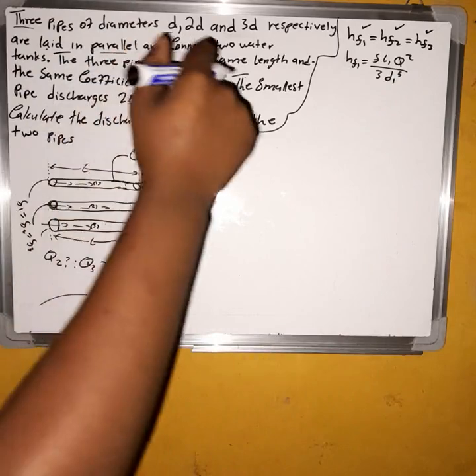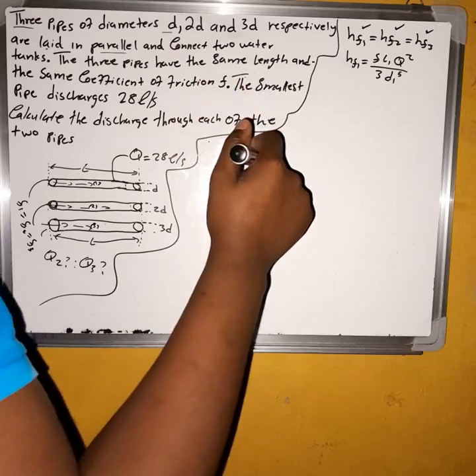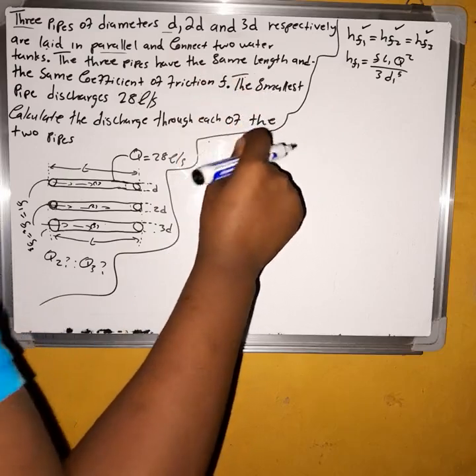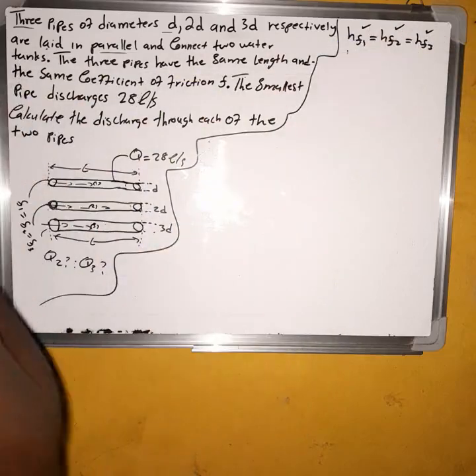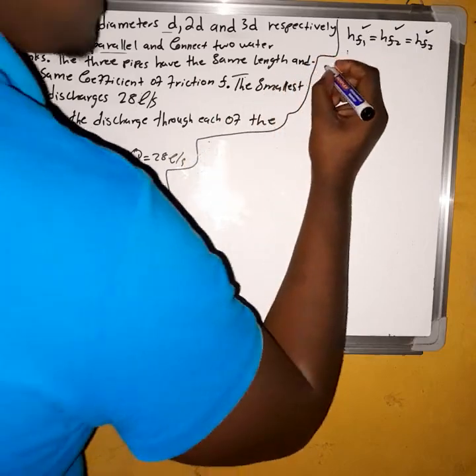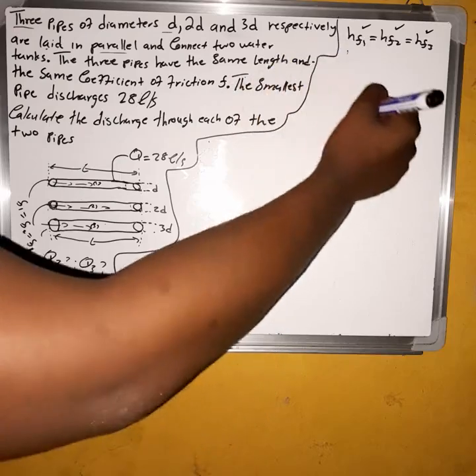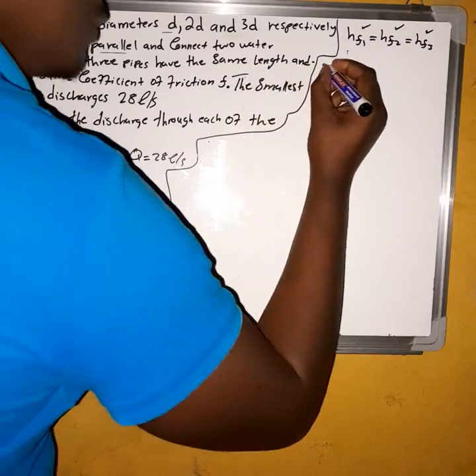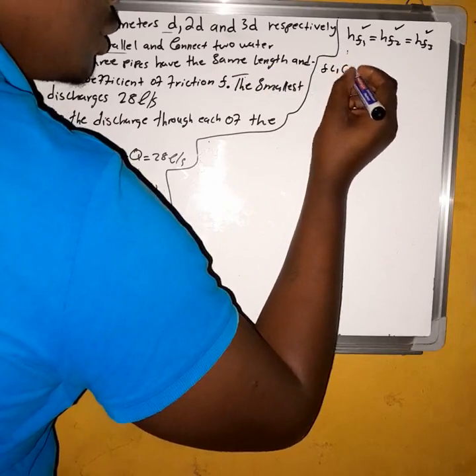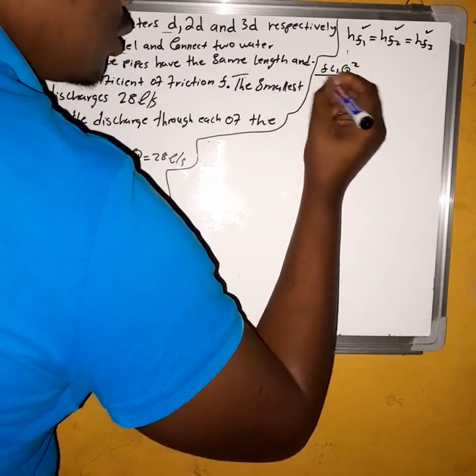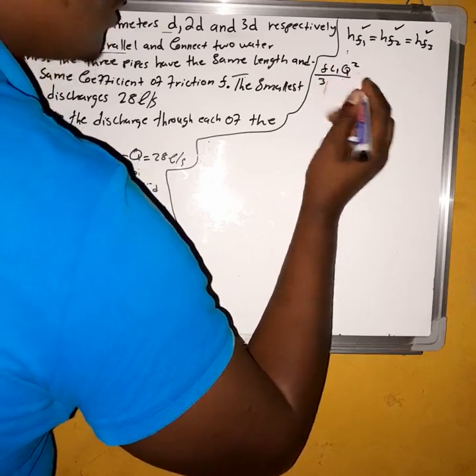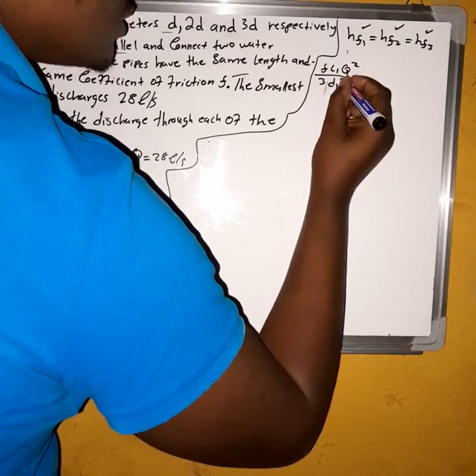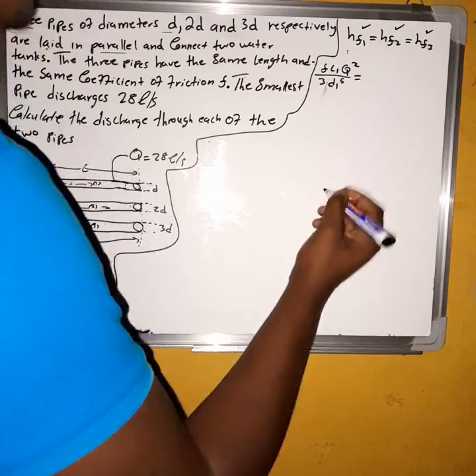But it's the same, remember, there must be things that must cancel here. If we can show it from here, I can say HF1 equals Q1 squared over 3 D1 raised to the power 5, must be equal to that one.